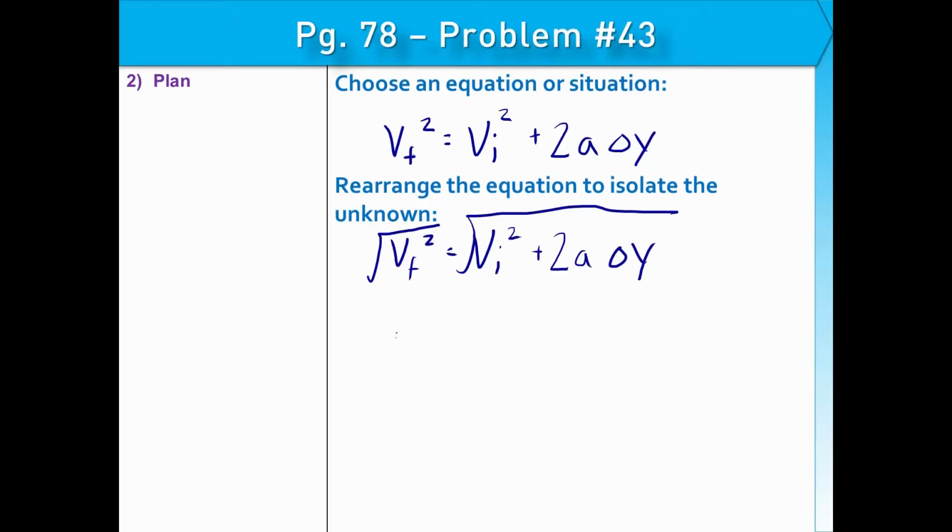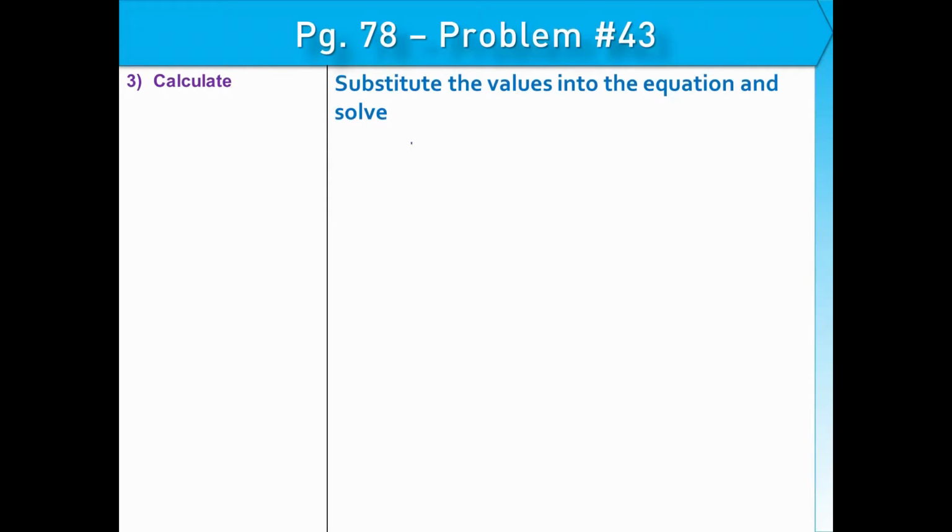So now if I take the square root of this, it will be final velocity. And then this over here on the right side will just stay the same. So initial velocity squared plus 2 times acceleration times the y displacement. And remember, whenever you take the square root, you have to decide, is it going to be a positive or negative value when you get your answer. So moving on, final velocity equals the square root of initial velocity squared plus 2 times acceleration times y displacement.